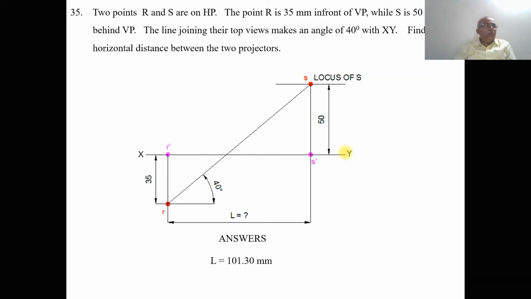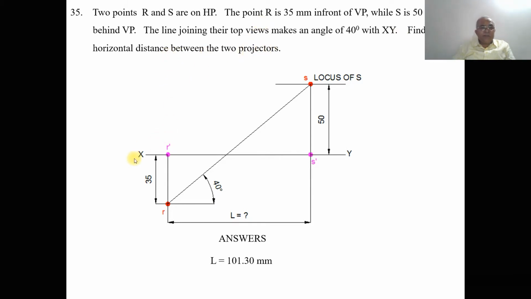Now we're going to take up one more problem on projections of points. The 2 points, capital R and capital S, are on HP. The point R is 35 mm in front of VP, while capital S is 50 mm behind VP. The line joining the top views makes an angle of 40 degrees with the XY line. Find the horizontal distance between the projectors.